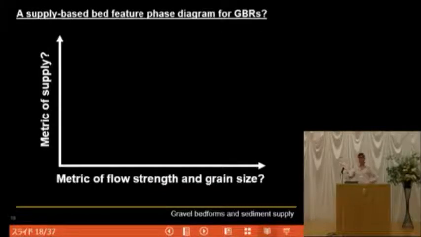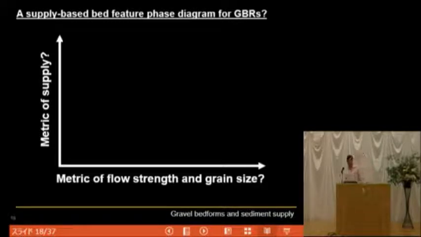and I presented them with this same reasoning. And I said, do you think you guys could make a bed form phase diagram based on what I told you? And so what they did is they went through the literature. They pulled out somewhere between about 75 and 100 publications that have been written on these bed features. And I said, well, just take them, extract as much data as you can, and develop some metric of sediment supply, develop some metric of the flow strength and grain size, and of course I was thinking of the Shields number here, and make a bed form phase diagram for me.